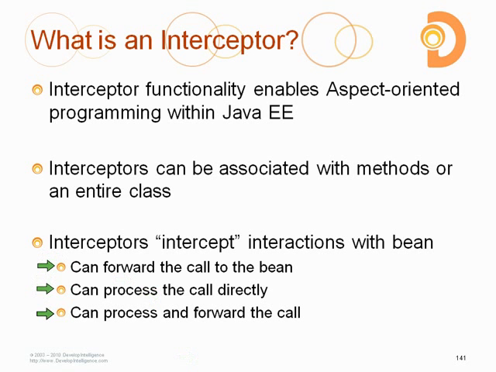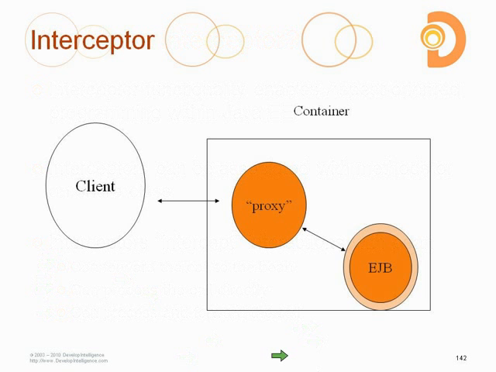From a visual perspective, the way to look at an interceptor is that it's going to provide one more layer around the physical EJB instance. The proxy is always there, can't get rid of that, but this interceptor basically sits between the proxy and the physical EJB. Of course, I could have multiple interceptors surrounding the EJB if I wanted to.